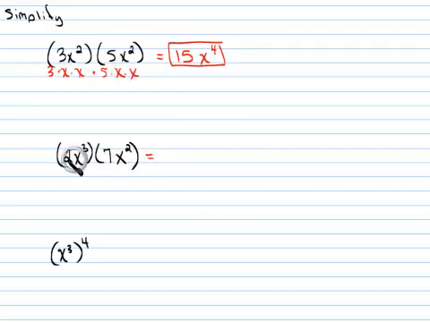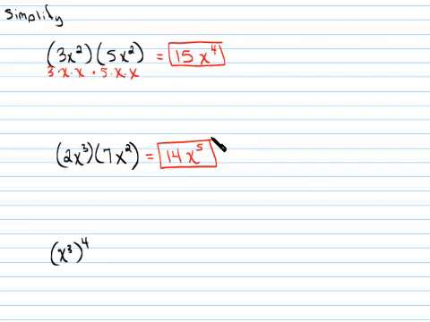2x cubed times 7x squared. If you think about this, you just multiply the 2 times the 7 and it's 14. There's going to be 5 x's being multiplied there, so you add the powers. X to the 3rd times x squared means x to the 5th. You add the powers of 3 and 2, so your answer is 14x to the 5th.